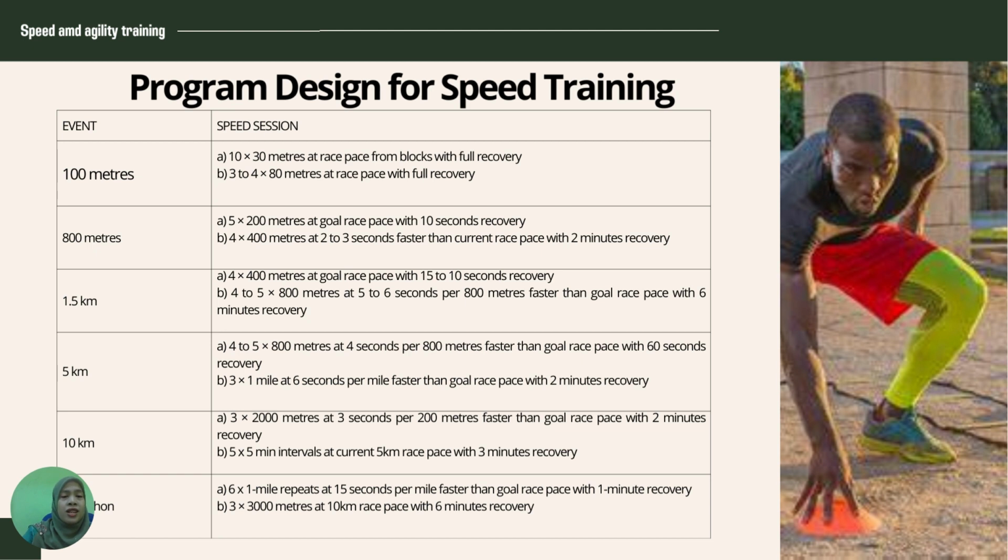So the program design for the speed training is, for example, 100 meters, 800 meters, 1.5 kilometers, 5 kilometers, 10 kilometers, and marathon. And the speed session is as shown in the figure.